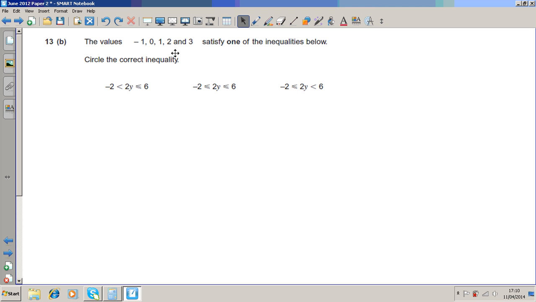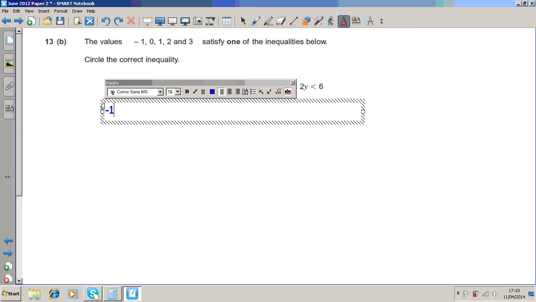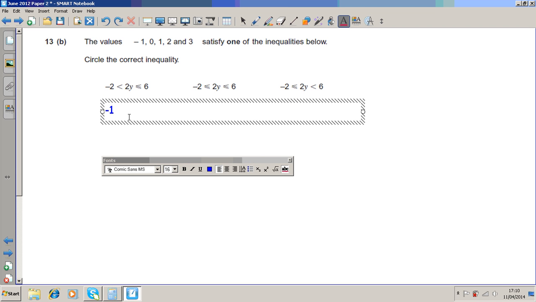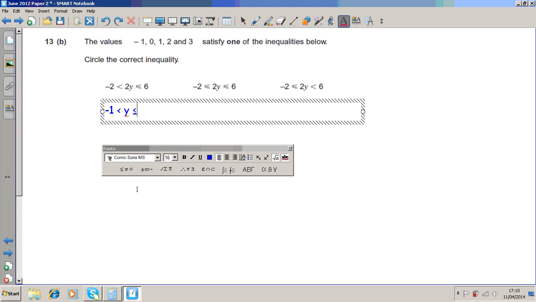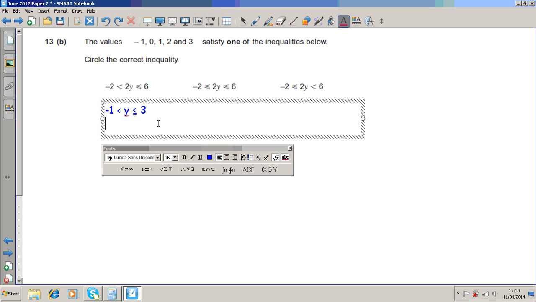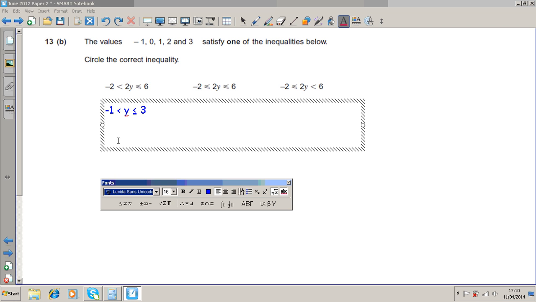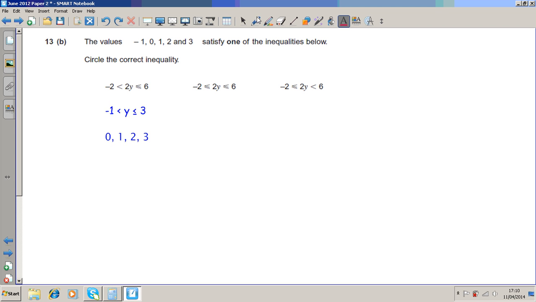B. The values minus 1, 0, 1, 2 and 3 satisfy one of the inequalities below. Which one? Okay, so this number here, well, minus 2 is too small. 2y. So then that's the same as minus 1 less than y. Wrong one. Less than 3. So I divide everything by 2. Divide by 2, divide by 2, divide by 2. So then these numbers are, well, minus 1 is bigger than minus 1. So it could be 0, it could be 1, it could be 2, it could be 3. So that's no good. Do not like that one. No good.